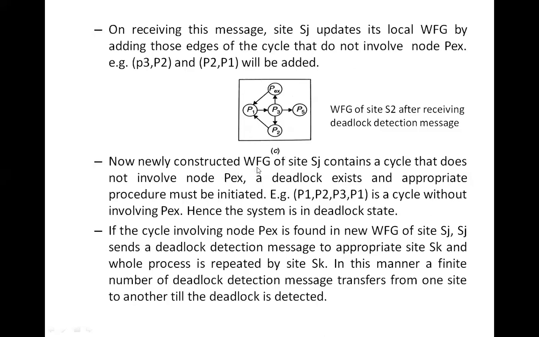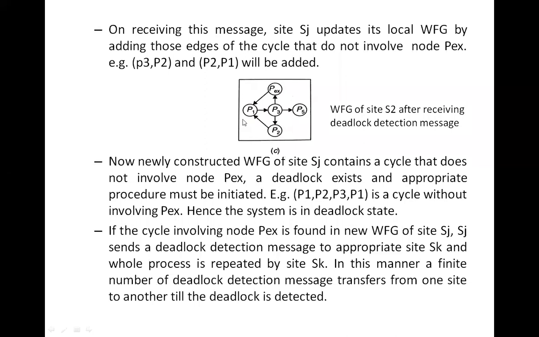Now the newly constructed wait-for graph of the site SJ, in this particular case site S2, if it contains a cycle that does not involve the node PEX, then it means a deadlock exists and the appropriate procedure must be initiated. Now it will find that there is a deadlock. In this example, P1 to P3, P3 to P2, P2 to P1 is a cycle and that is not involving PEX. Hence, it is concluded that the system is in a deadlock state.